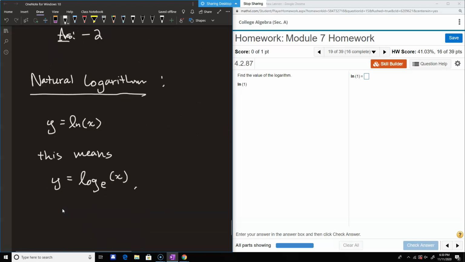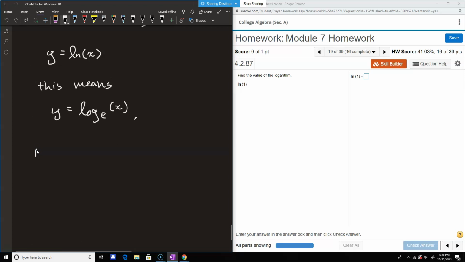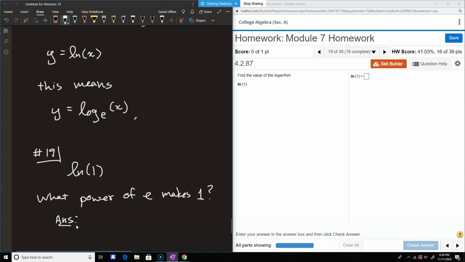So that's it. For number 19 here, if you have ln of 1, we're asking what power of e makes 1. So e to what power makes 1? Well, e to the 0 power. Anything to the 0 power will make 1. So the answer there is 0.